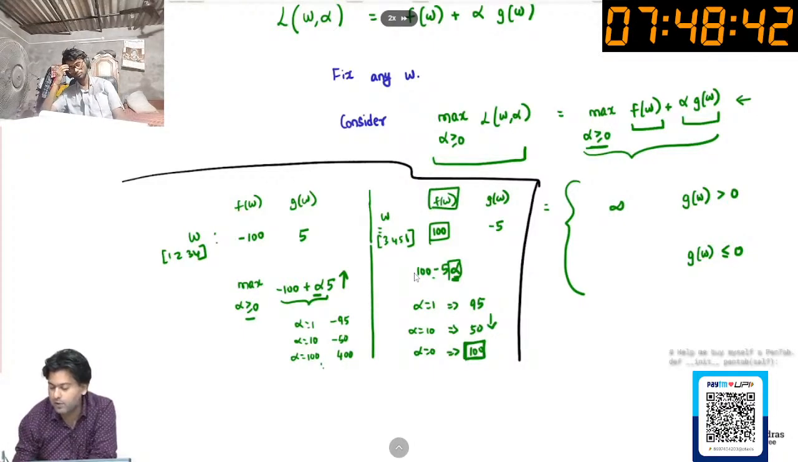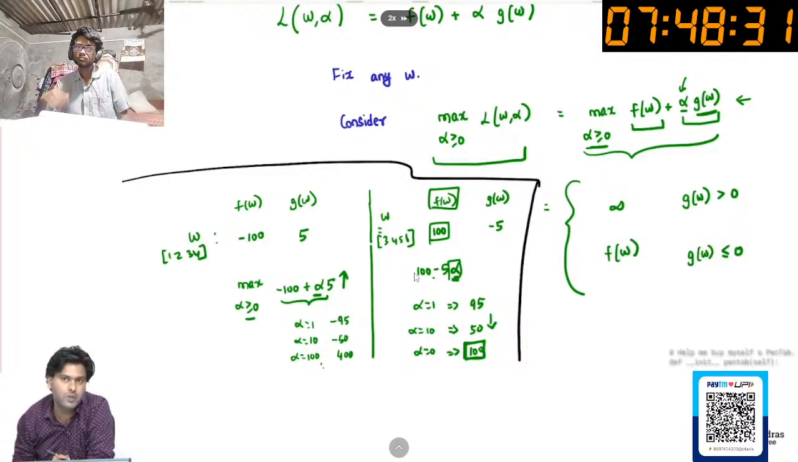So which means that if g of w is less than or equal to 0, then this function evaluates to f of w, because alpha is greater than or equal to 0. Well, if g of w is strictly less than 0, I will just set alpha as 0 to make this value equal to f of w. If g of w is equal to 0, then it doesn't matter what alpha I set, the second term is always going to be 0, and the first term will be f of w. So in both cases, this term is going to be f of w if g of w is less than or equal to 0.